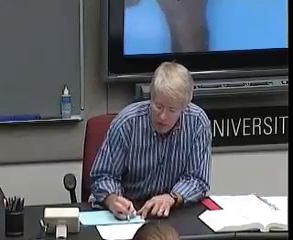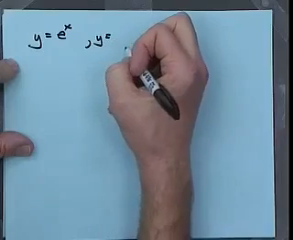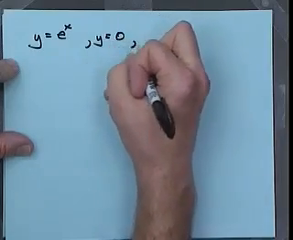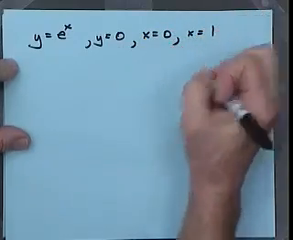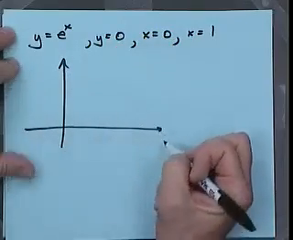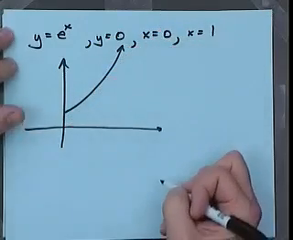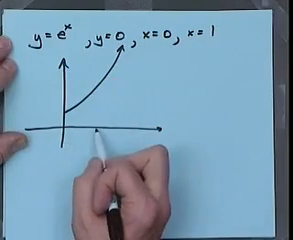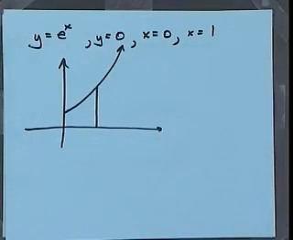All right, next example. This one is a little bit tougher. Doesn't look that much different as far as the diagram is concerned. So y equals e to the x, something like that. y equals 0, x equals 0, and x equals 1. So there's our region.